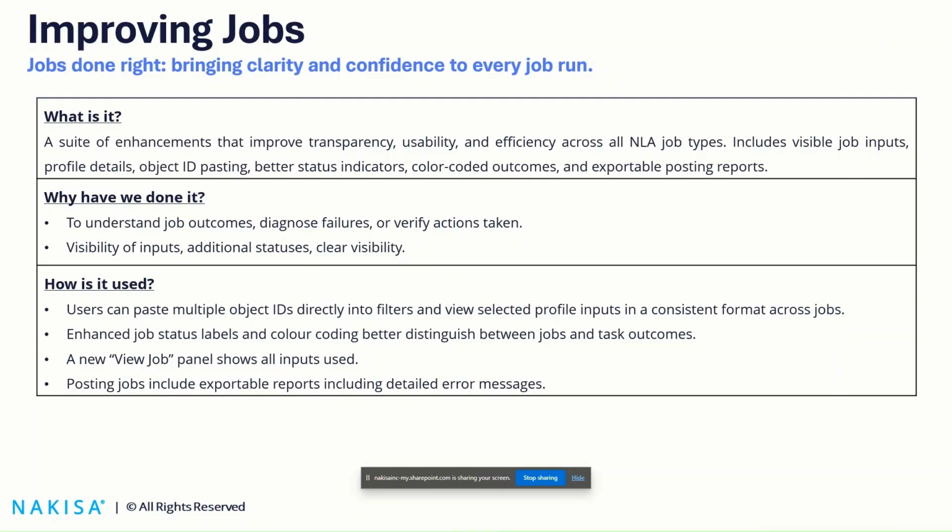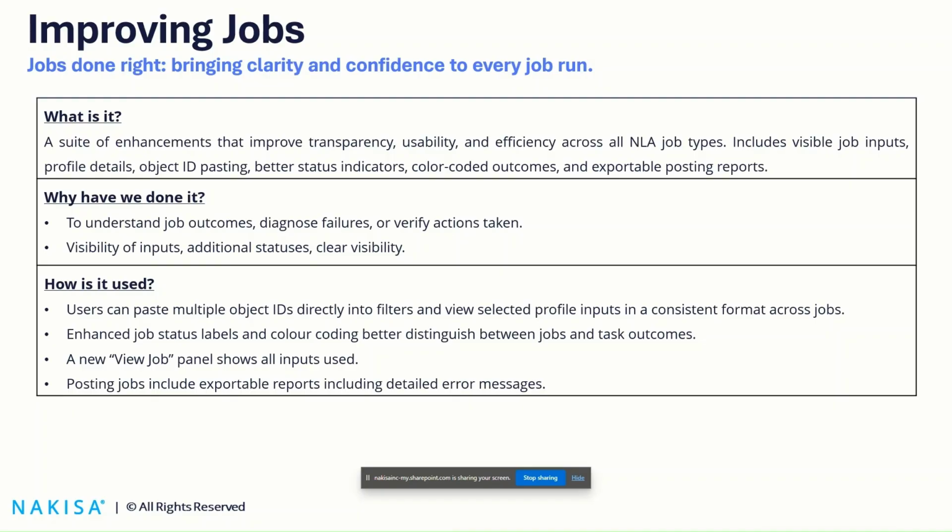Next is the object ID pasting. You can now copy multiple object IDs in order to run the job for specific IDs. It can be for master agreement, contract, lease component, and activation group.